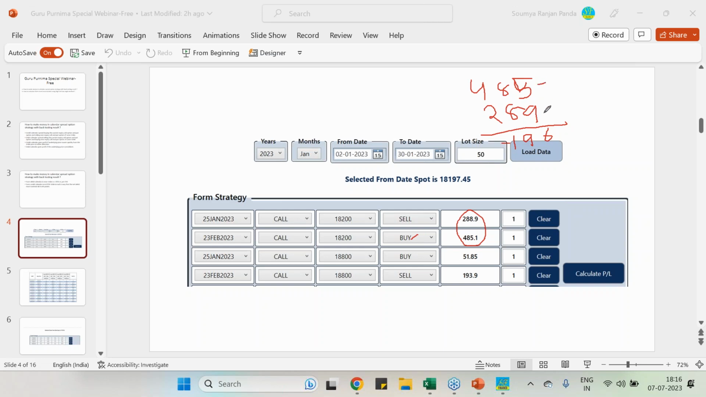485 we bought, 289 we sold, same strike. So by this process we paid 196 points. So by this process again we are going up, 500-600 points above we are going. So here we are getting back almost 140 points.